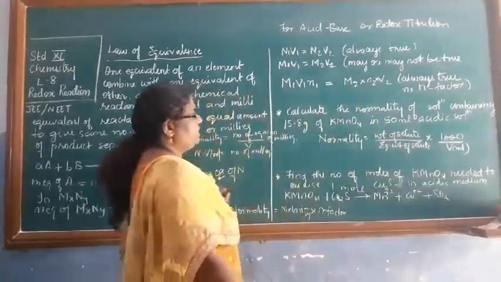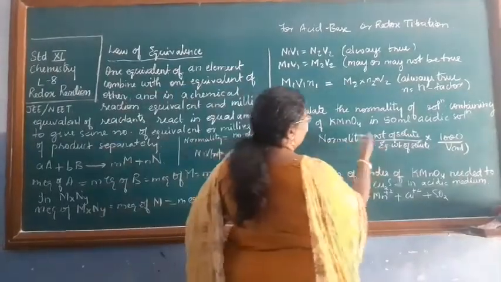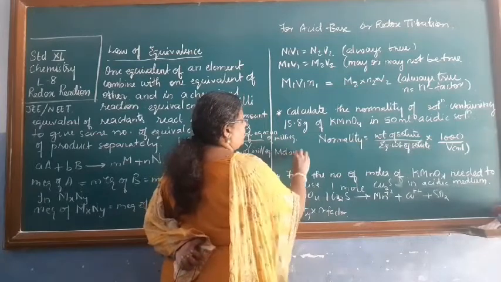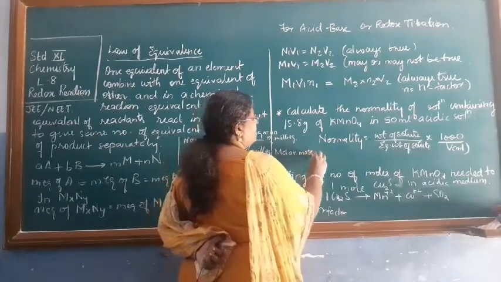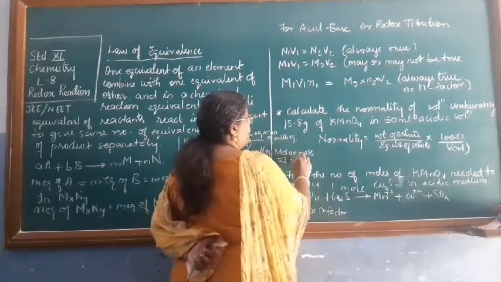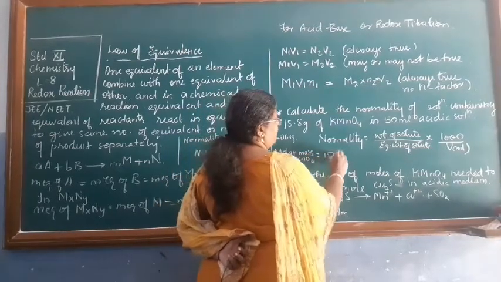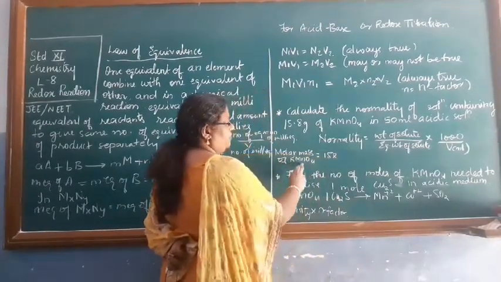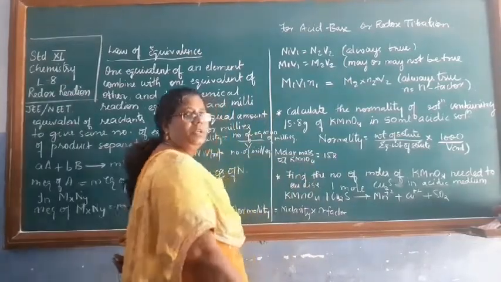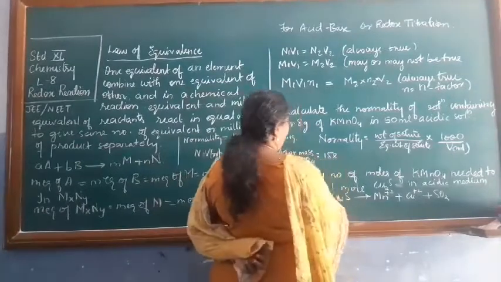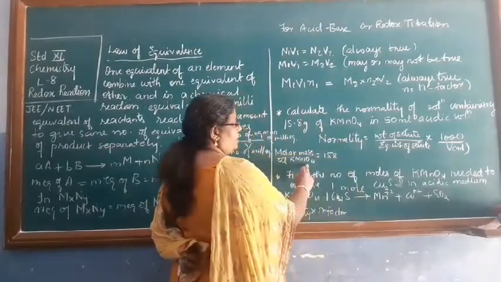तो हमारे पास weight है, equivalent weight of KMnO4. You know molar mass of KMnO4. If you calculate molar mass of KMnO4, it will be equal to 158. Calculate करके देखना. K 39, 55 plus 64. 39 plus 55 plus 64 will give you 158. Molar mass of KMnO4 is 158.